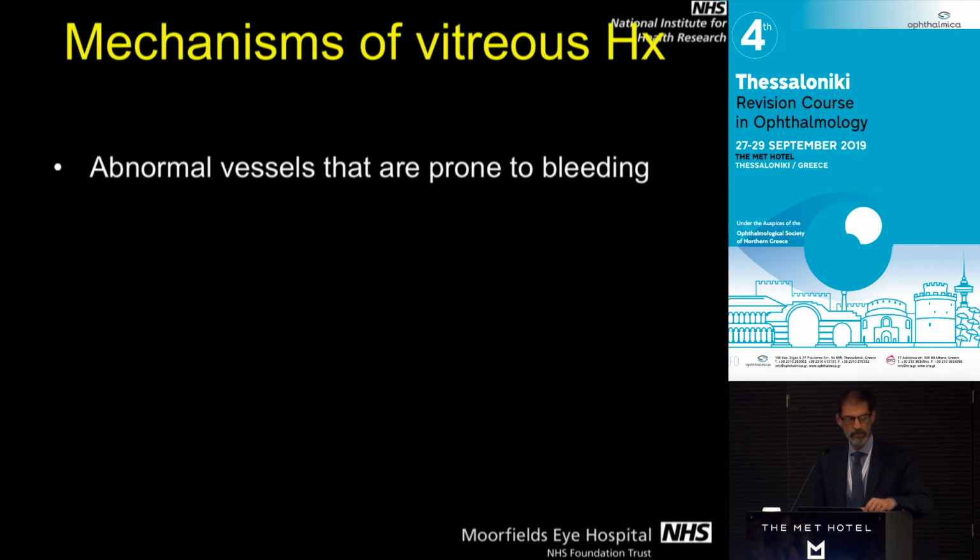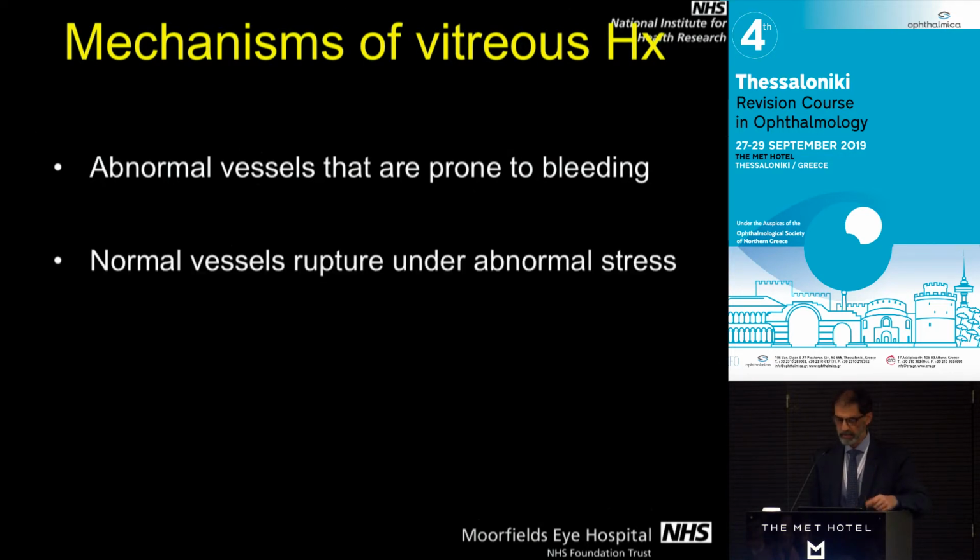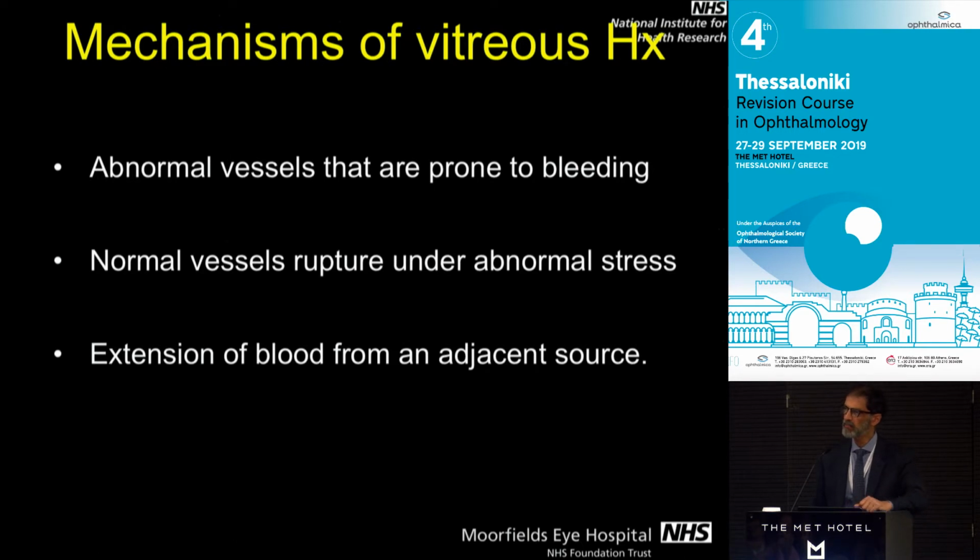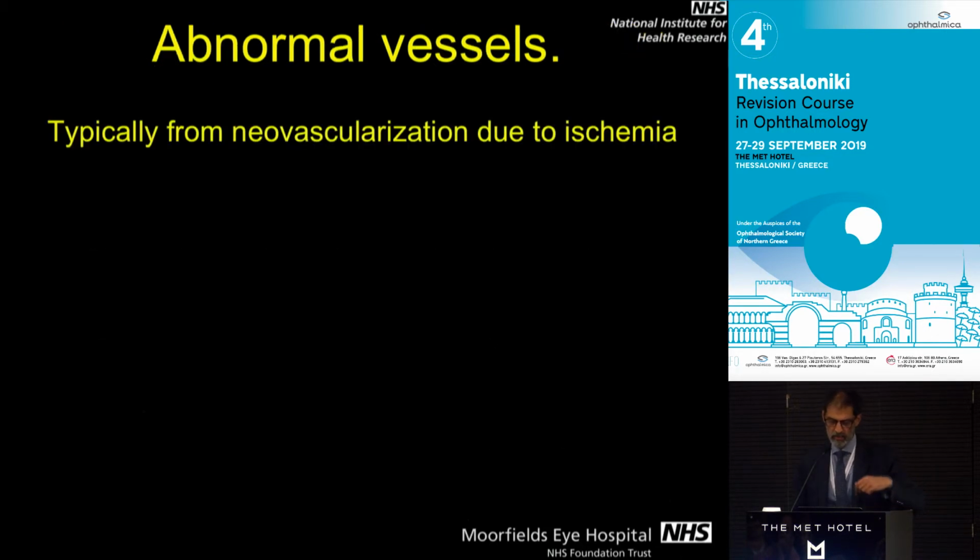Firstly, there are abnormal vessels that are prone to bleeding. Secondly, there are normal vessels which have been torn. And thirdly, the blood has come from something in or next to the eye, which is not really a fault of the eye. So the first one is the one that's most familiar to us all.